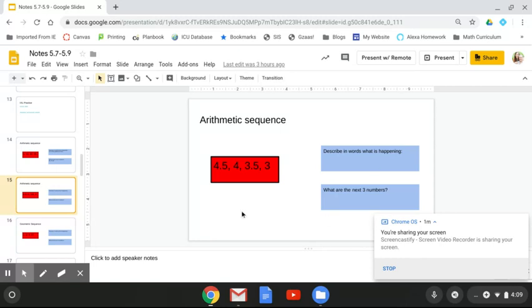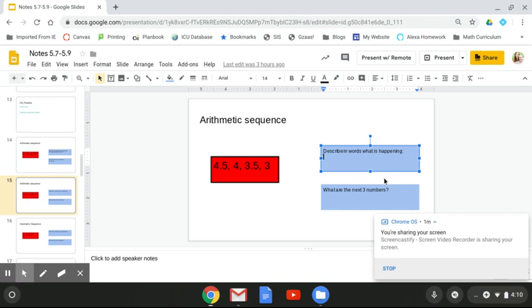On slide 15, if we look at it, we're going from 4.5 to 4, then 3.5, and then down to 3. So it looks like it's decreasing or going down. So that would be subtracting by what number each time? Well, it looks like 0.5, so 0.5. I type that in there. Okay, what would the next three numbers be?